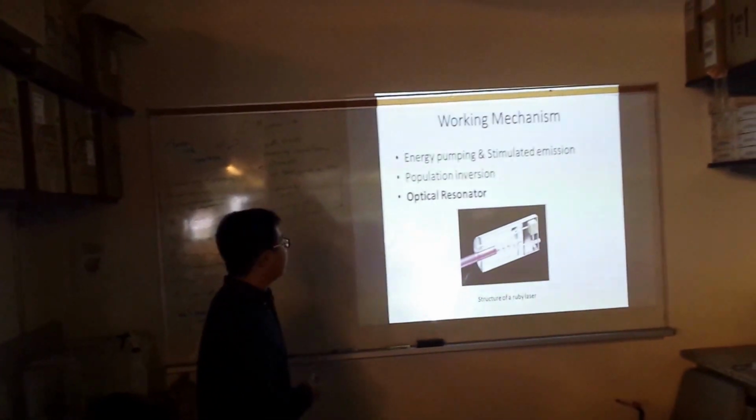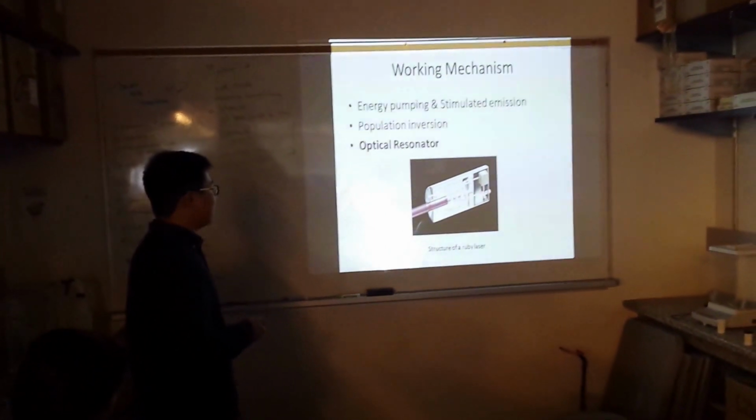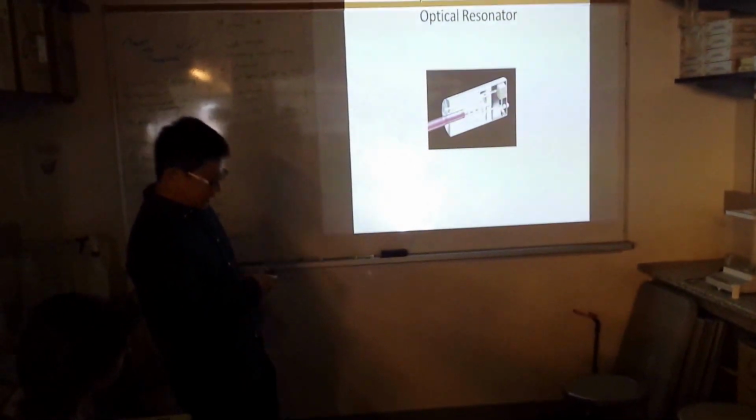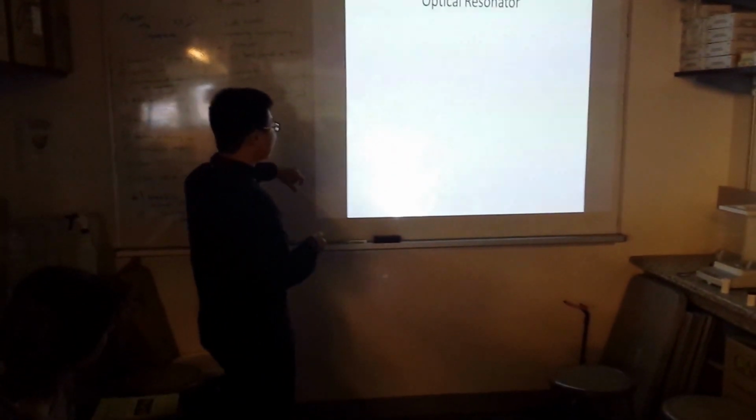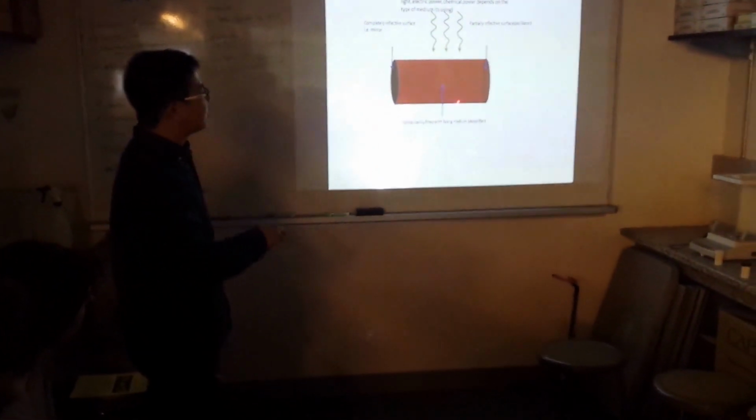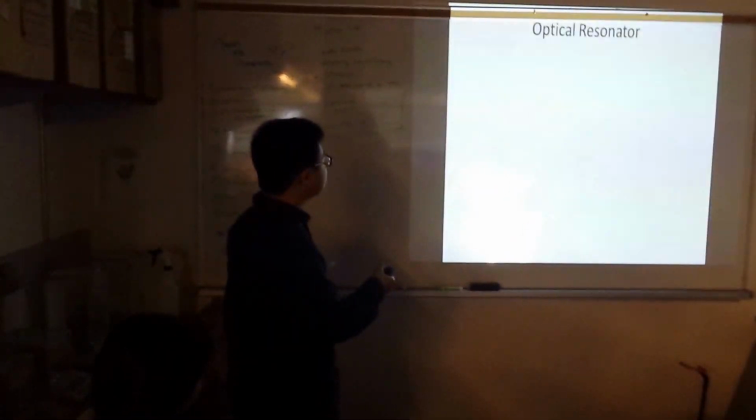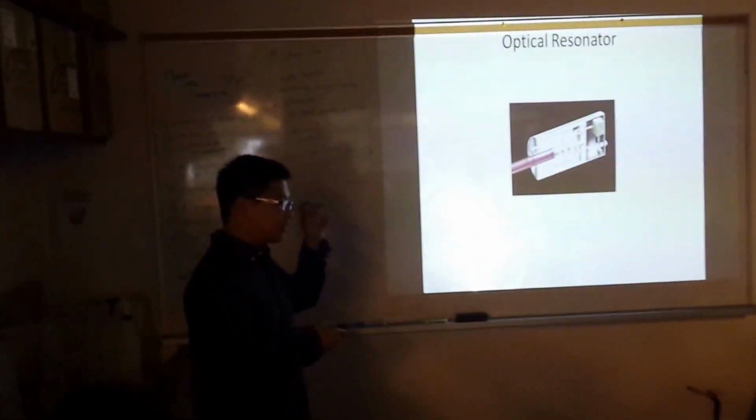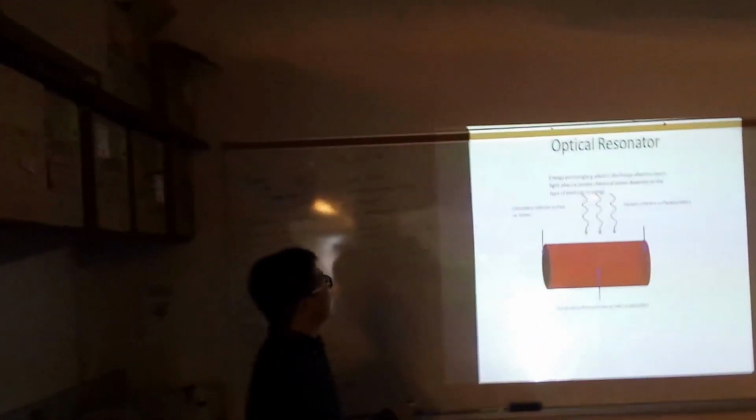So the last part of the working mechanism is the optical resonator here. This is a ruby laser, and we can take a close look at this by drawing it. This assembles the ruby rod here, and we have these circles that are created to give this energy investment. We call this energy pumping.